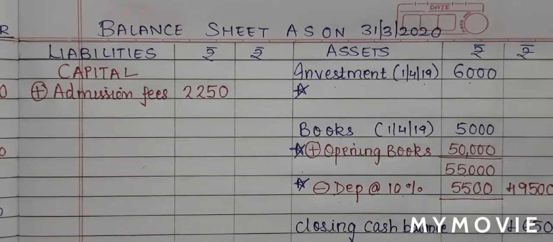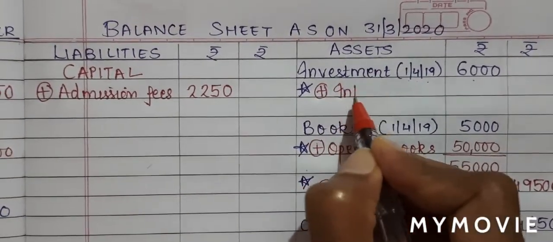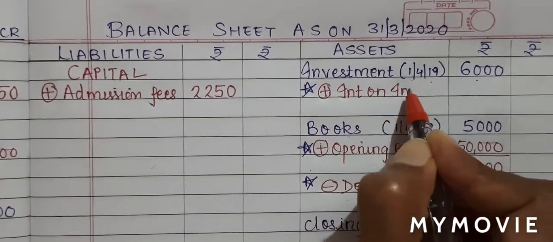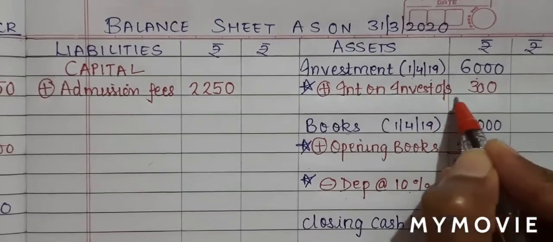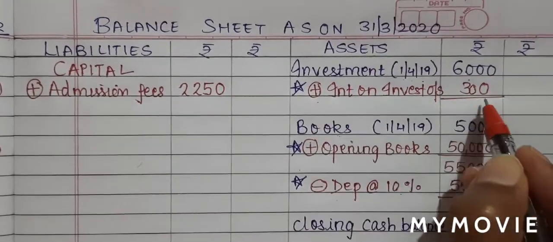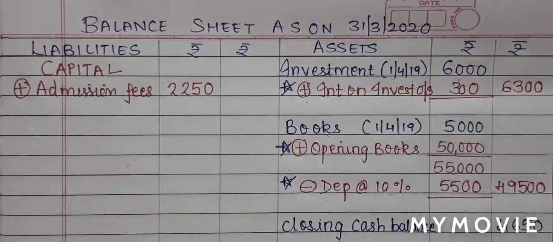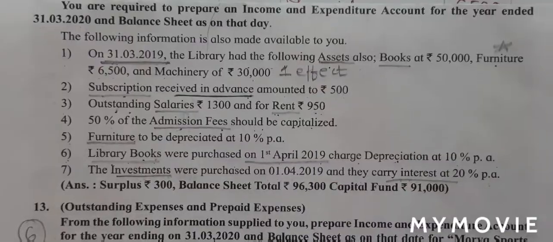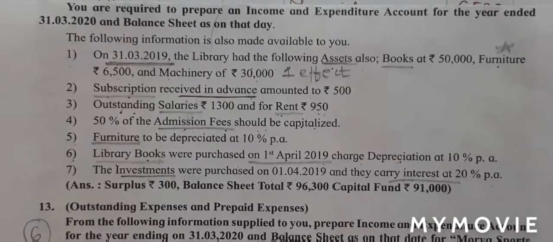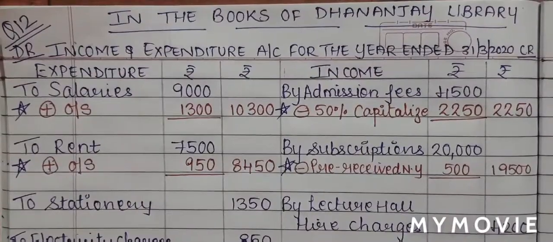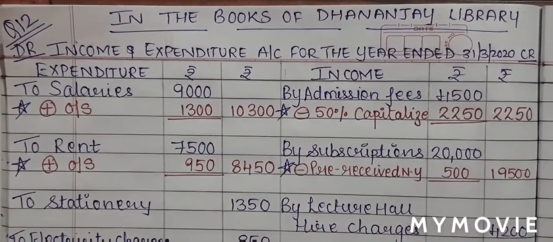My second effect will be on the asset side. I will write add interest on investment, which is outstanding, 300 rupees. So 6000 plus 300 will give me 6300 in the outer column. With this, students, we have completed our adjustments and step number 4. We'll now begin with the last step, that is step number 5, closing the books of accounts.